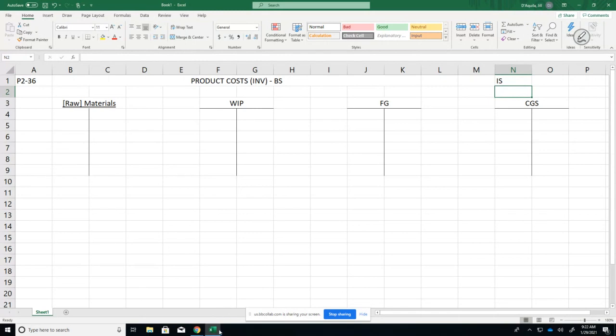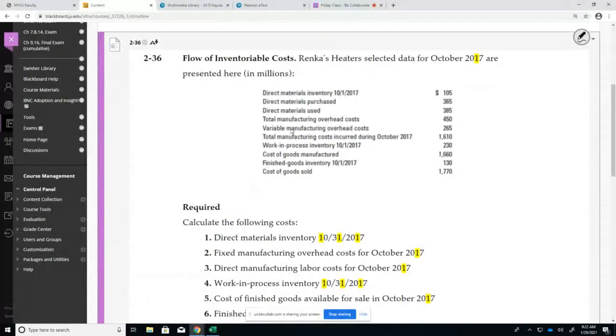Okay, so let's take what we know and plop them into different places. So we've got inventory in the beginning, 105. Then we purchased 365. Give me one second. And then we've used 385. So what do we have left at the end of the month?